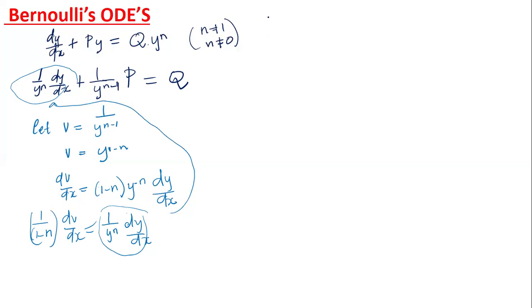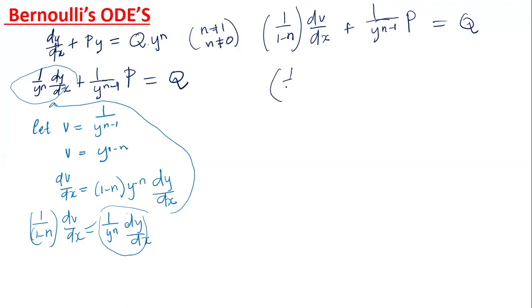So here we're going to write this. On this side of the equation, now we have 1 over 1 minus n multiplied by dv over dx plus this, which is y to the power of n minus 1 multiplied by p is equal to q, right? I'll just do it so that you don't get confused. So on this side of the equation, we have 1 over 1 minus n, dv over dx.